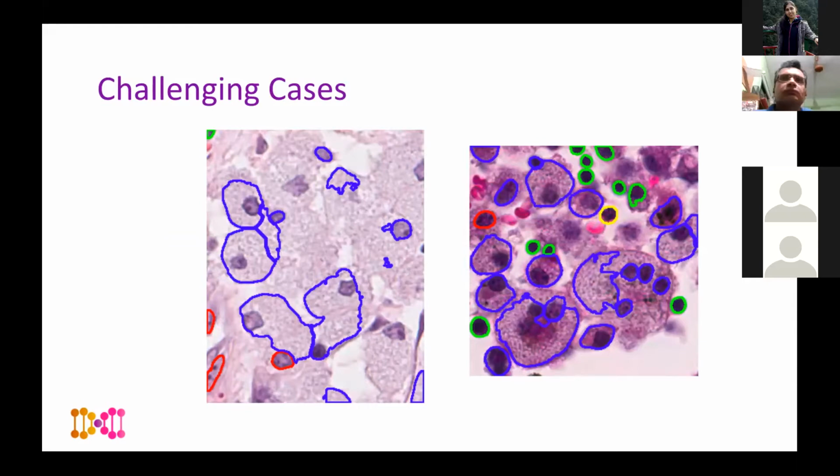Then on the right-hand side, we see that the nuclei within the macrophages are very distinct, and so the algorithm focused on segmenting these areas, but then didn't segment the surrounding cytoplasm.